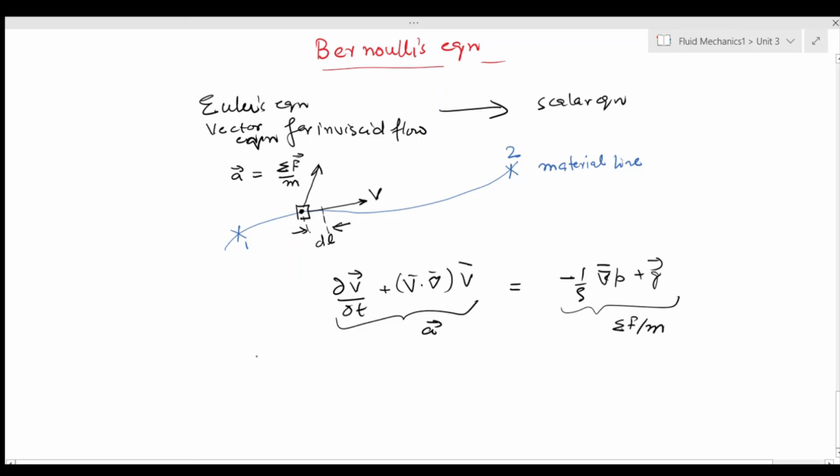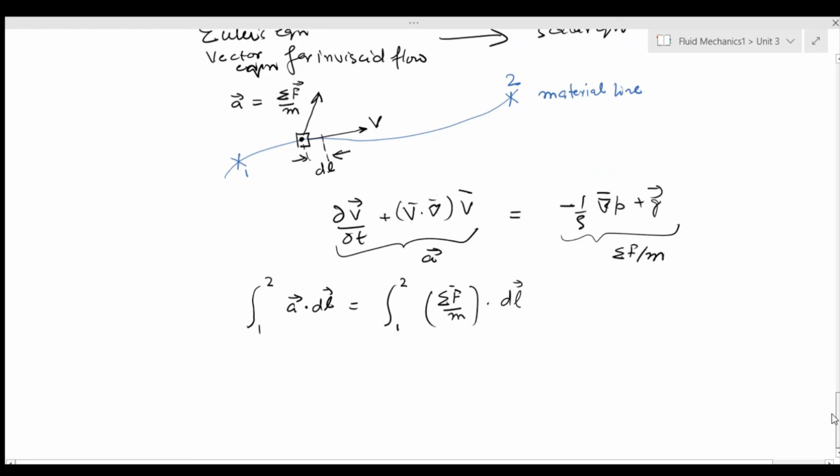Now let us take a dot product of both sides. We want to move along this path, so we are moving from 1 to 2, A dot dl, 1 to 2, summation of all forces by M dot dl. So that's what I did. Let's open it up.